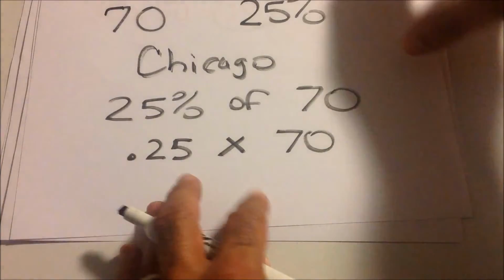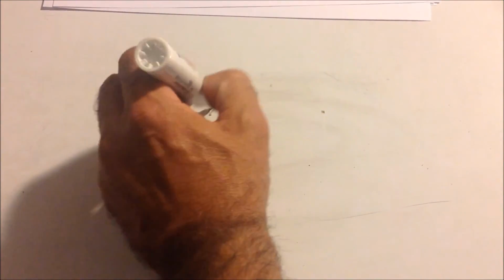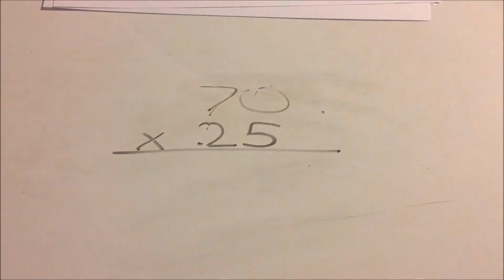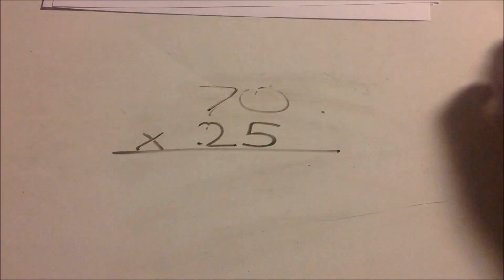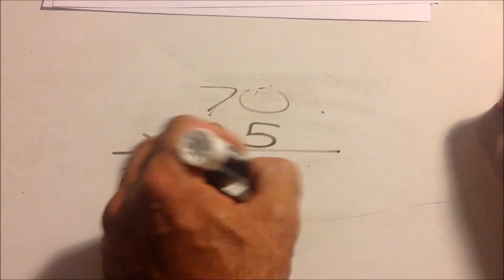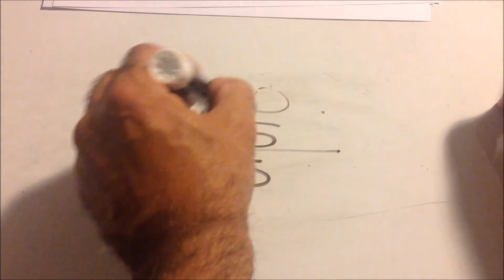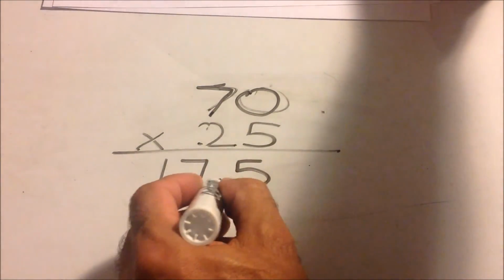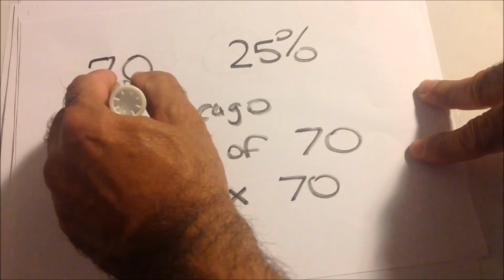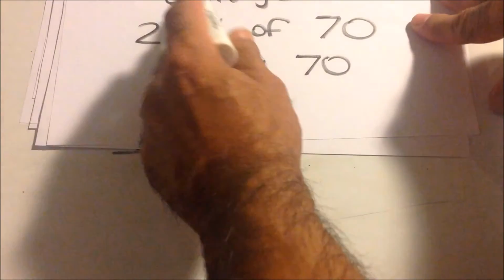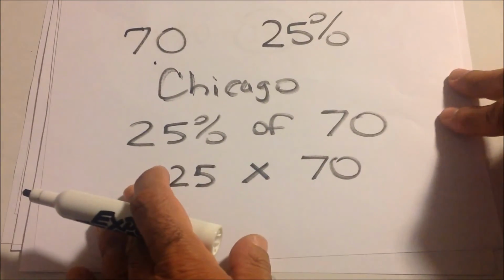Now if you multiply that, remember you can erase this. 70 times 0.25. And you're going to notice there's a problem here. Not with your math. Your math will be fine. Your math will be 17.5. That's fine. You did it right. But what's the problem? How can we have a decimal if we're talking about people? We can't say that half of a person went to Chicago. No. Be careful with that.